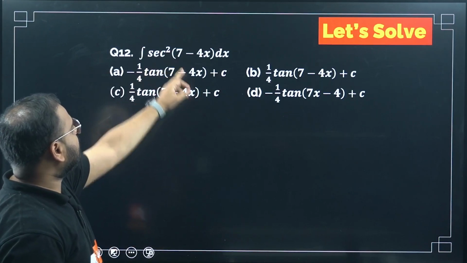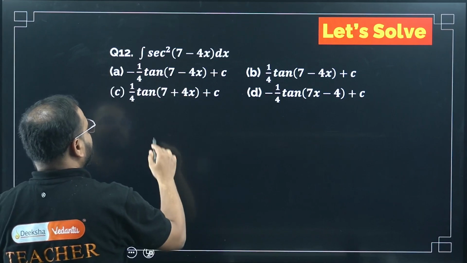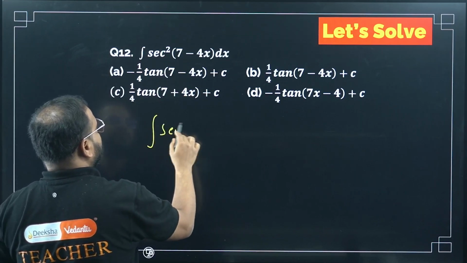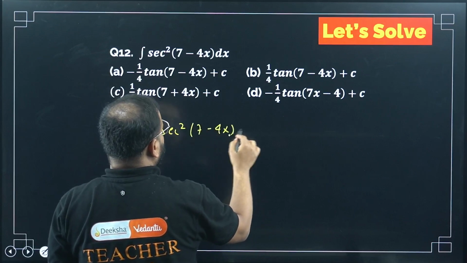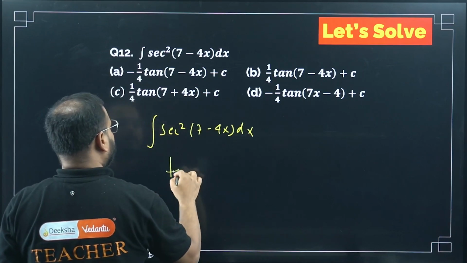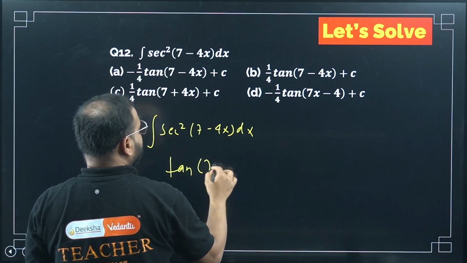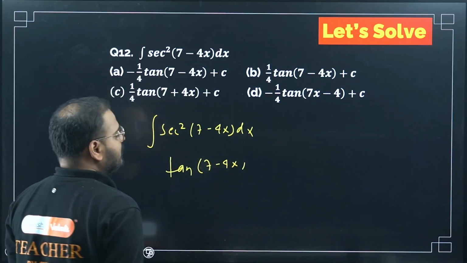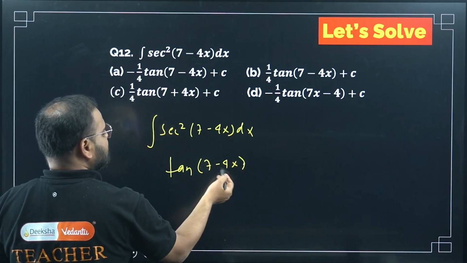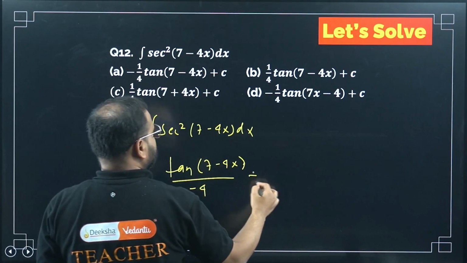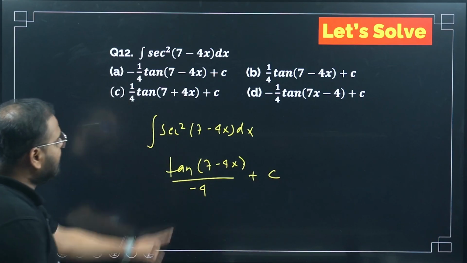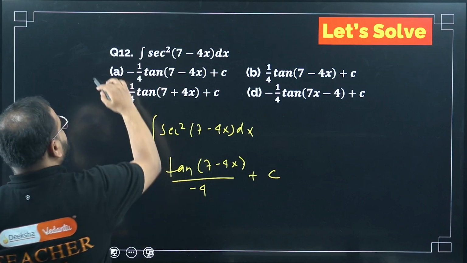Next, the integration of sec square is what? Check here. It is simply tan, tan of the same value. And divide by what is multiplied to x, which is minus 4. What is the answer? Minus 1 by 4 tan of 7 minus 4x.